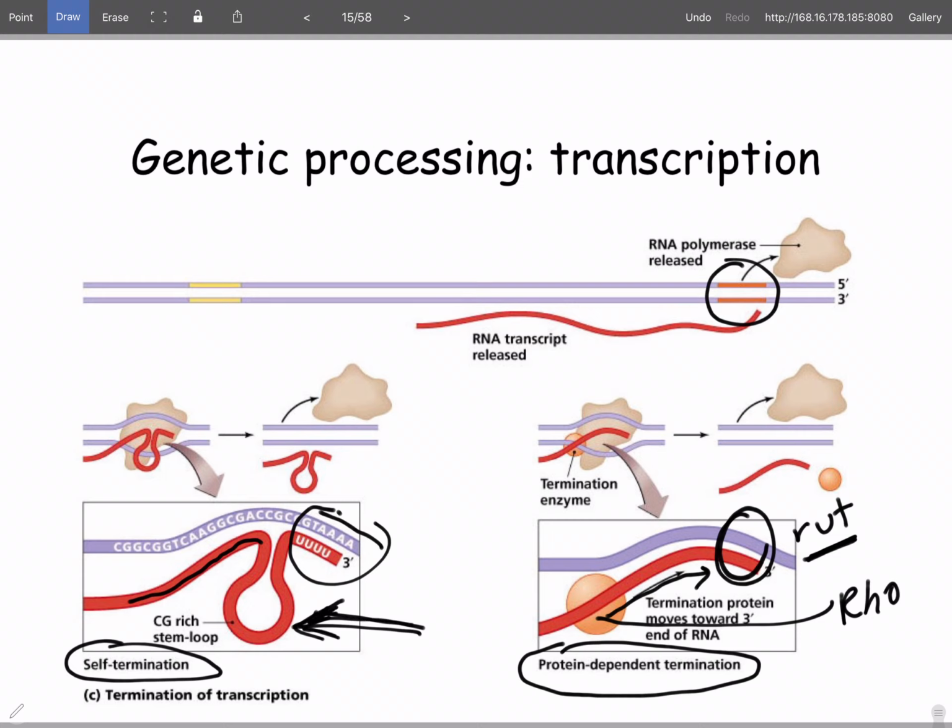There is no enzyme there that does it, right? Rho actually uses ATP to do this, so it's sort of energetically unfavorable. So we find a lot more of these self-termination sequences, which don't require energy, in the cell than we do Rho dependent.